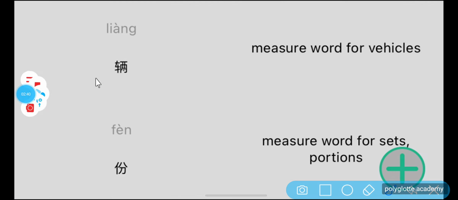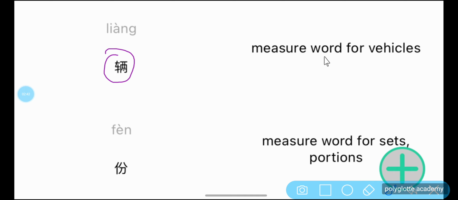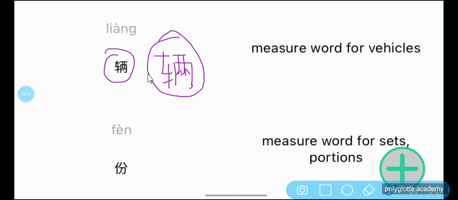Now the next measure word, liang, which is a measure word for vehicles like cars. One car, a measure word for car. You can have this bend this way. So this is a demonstration on how to write the character liang, which is the measure word for vehicles.